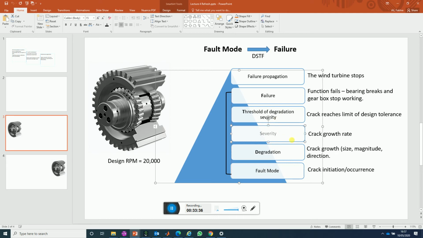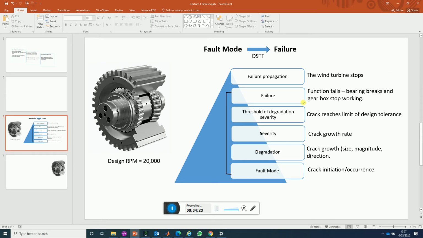Okay. Once that severity reaches my design tolerance threshold, the failure will occur. The failure will occur because the bearing is broken and the gearbox is not able to function anymore. Okay. And once that gearbox is not working, my wind turbine is not working. I'm not extracting any energy from the wind, which is the whole purpose of the wind turbine, to extract energy from the wind and convert it into mechanical energy, and electrical power through the generator.